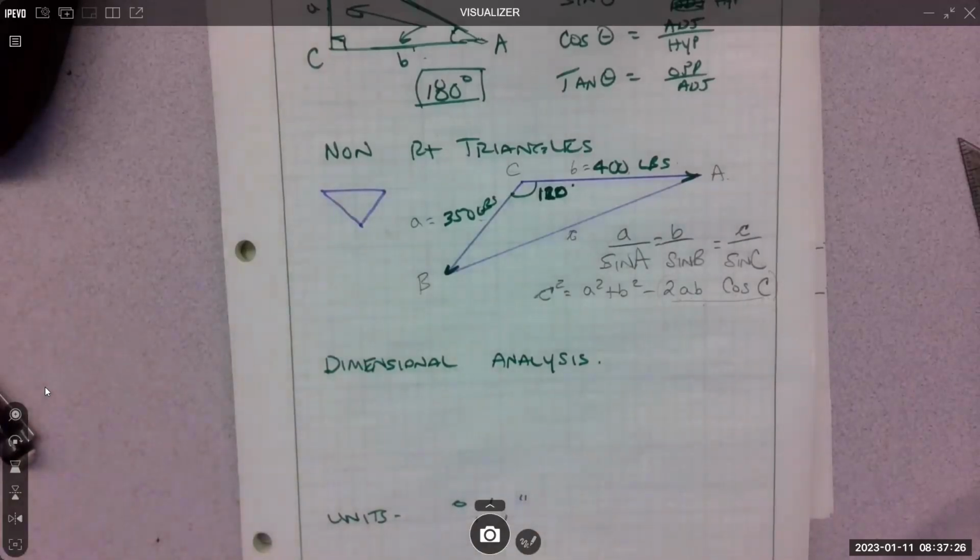Anybody check me on that? Did I get that equation right? C squared equals A squared plus B squared minus 2AB cosine C. Got it.